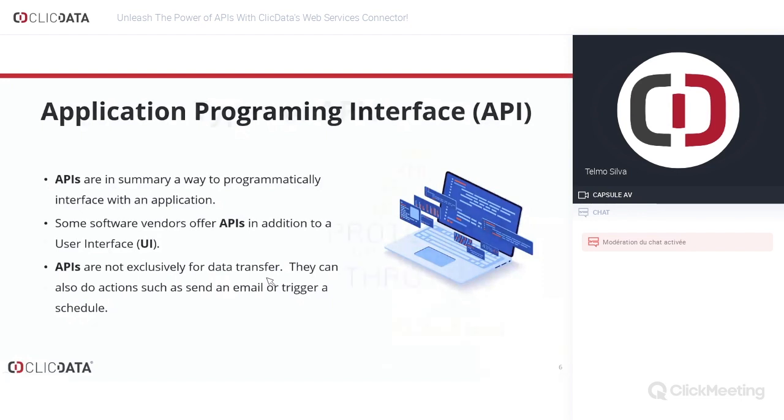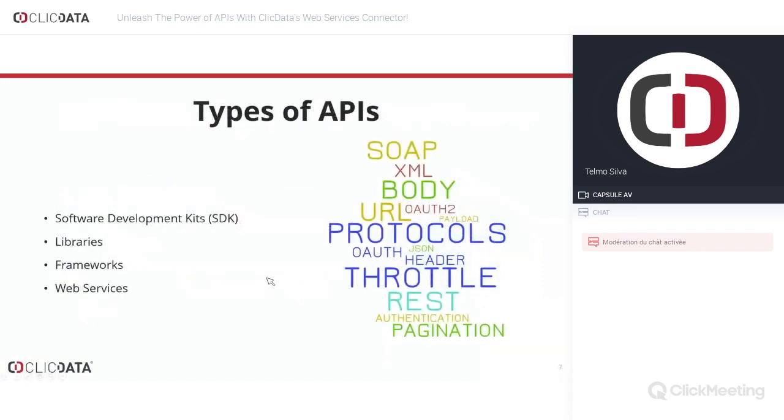So APIs are not exclusively for data transfer, but they could also be used to develop extensions to a software. There are a lot of types of APIs. There are types that are more like software development kits. Some people call them APIs as well, because they are an interface: software SDKs, libraries. They sometimes publish APIs on how to work with the library, frameworks, and web services. And each one of these can have different protocols and different authentication, security, and different content inside.